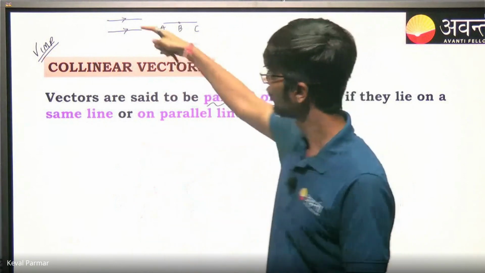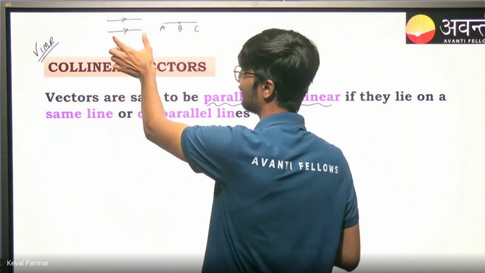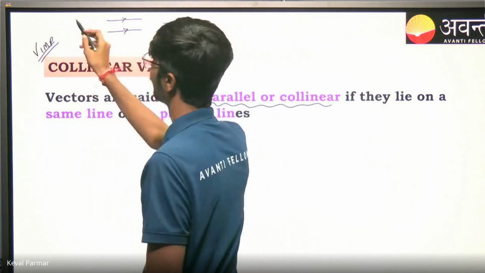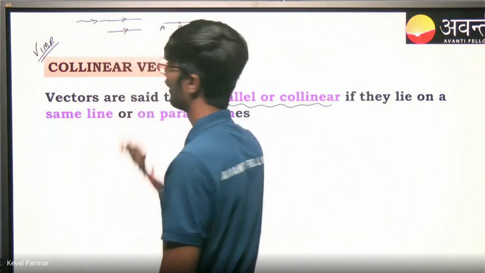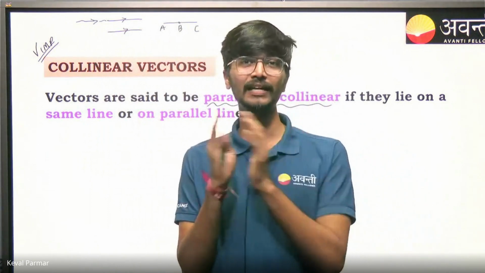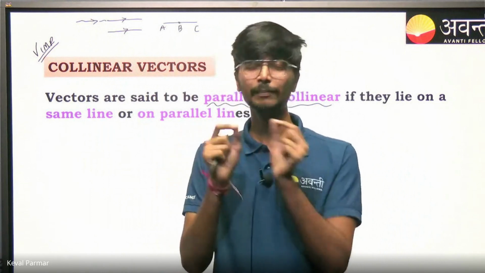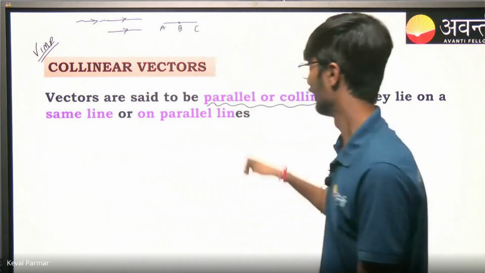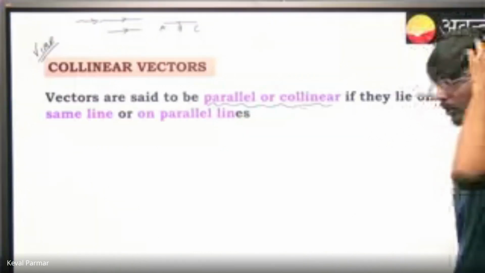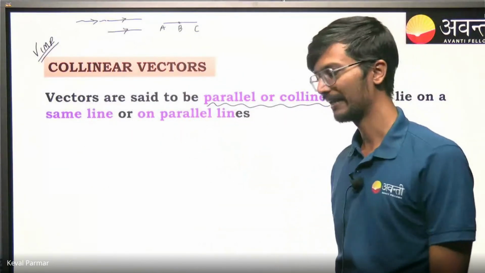So if these are two vectors, I can say these two vectors are parallel. I'll get this vector here behind this, so now these two vectors become collinear. So in case of vectors, parallel and collinear both mean the same thing. Therefore, vectors are called parallel or collinear if they lie on the same line or on parallel lines.